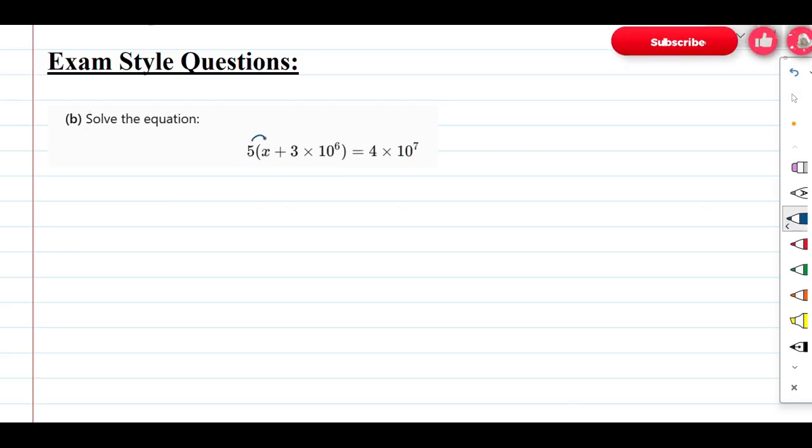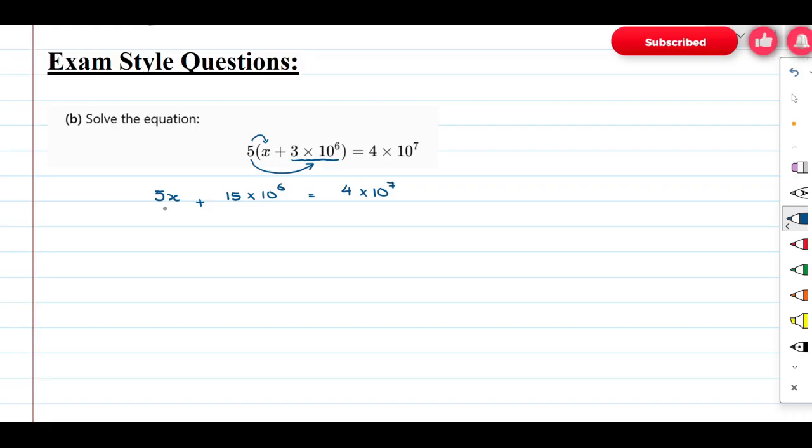So we need to distribute 5 on this x and then 5 on this standard form. This is a whole standard form, right? Let me distribute it. 5 times x is 5x, 5 times 3 is 15 times 10 to the power 6. This is equal to 4 times 10 to the power 7.